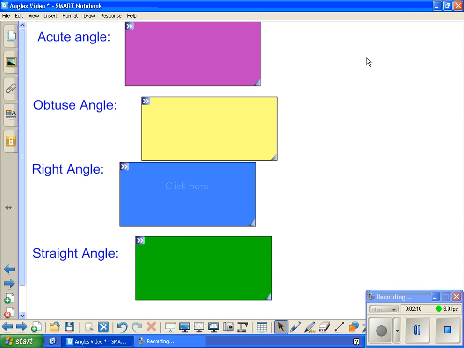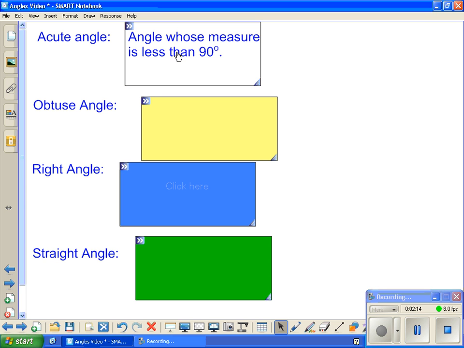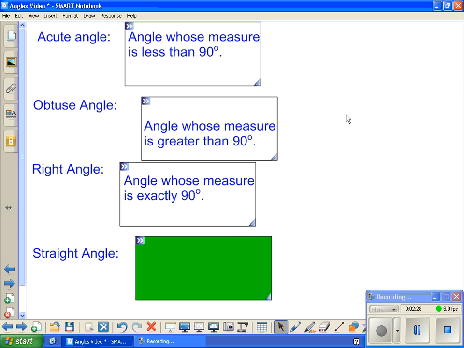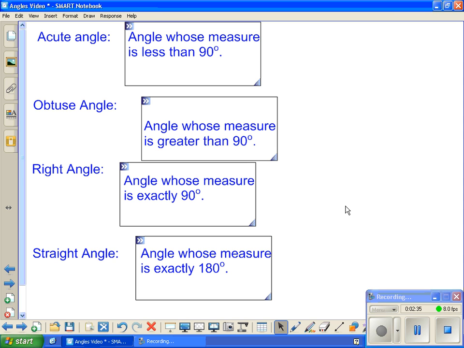Okay, the next thing that I want to talk about is an acute angle. An acute angle is an angle whose measure is less than 90 degrees. An obtuse angle is an angle whose measure is greater than 90 degrees. A right angle is an angle whose measure is exactly 90 degrees. And a straight angle is an angle whose measure is exactly 180 degrees.